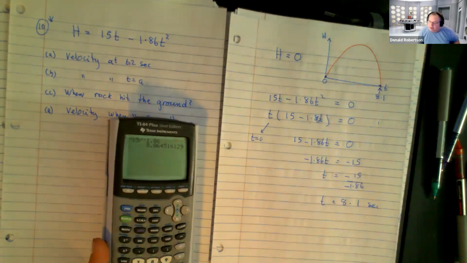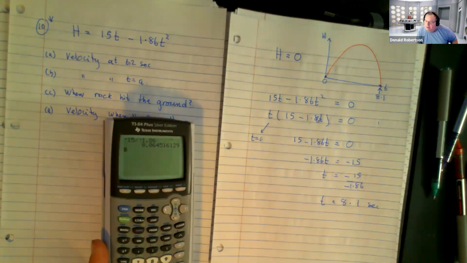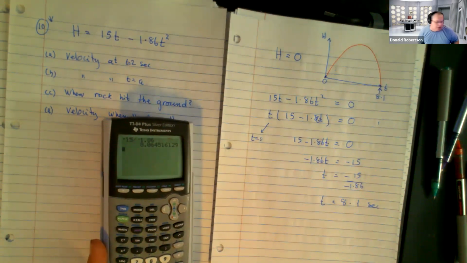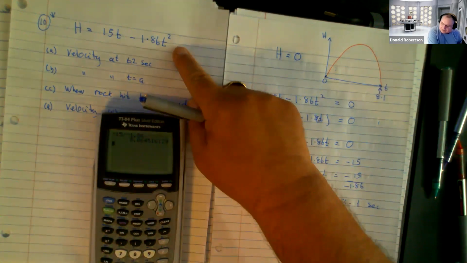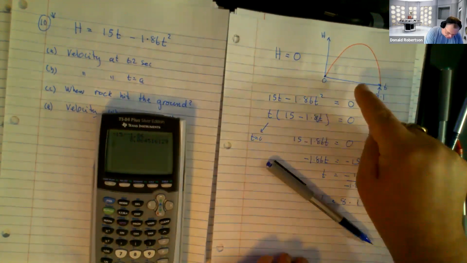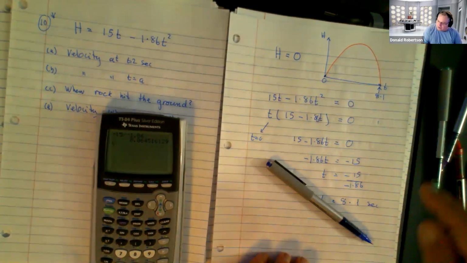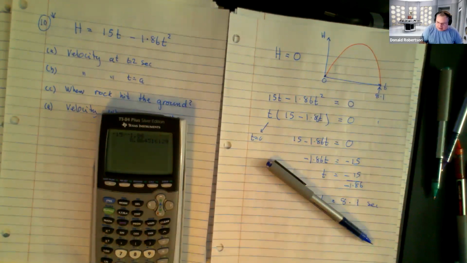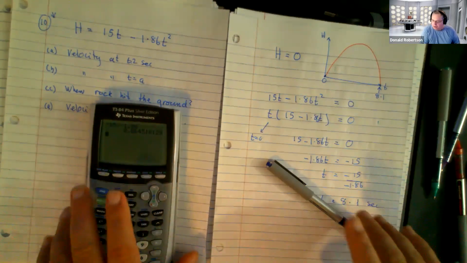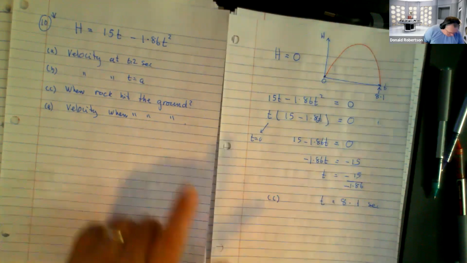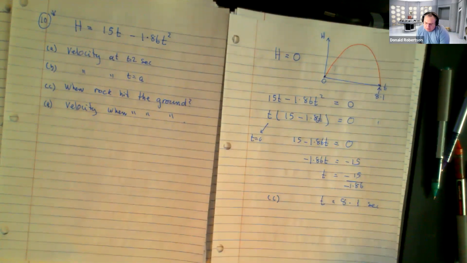Are you comfortable about how we did that? Now, if I had time, which I don't, I would be zooming over to Desmos, plugging that in. And in Desmos, you can just click on it and it'll tell you what the coordinate of the point is. It will be 8.06, 0, and you'll know it's 8.1. So that's question C done. When does it hit the ground? It hits the ground just slightly after 8 seconds.